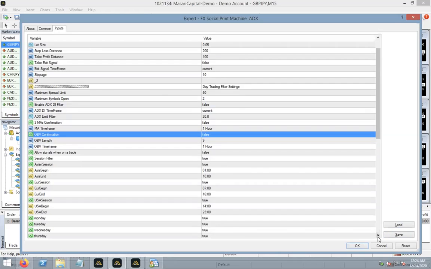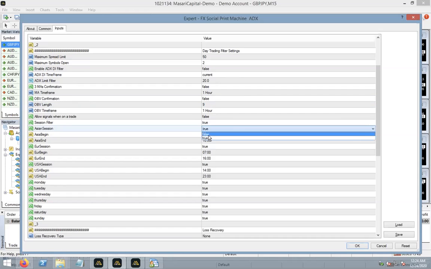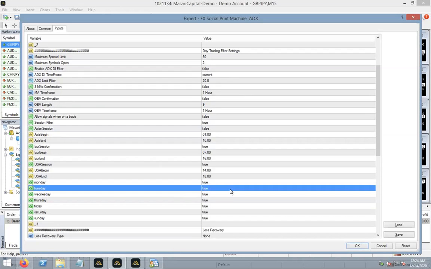Now, session filters, guys. I always have my session filters, Asian session, turned off. And I also like to have my USA set to 18. Let me see if someone has me in the chat box.